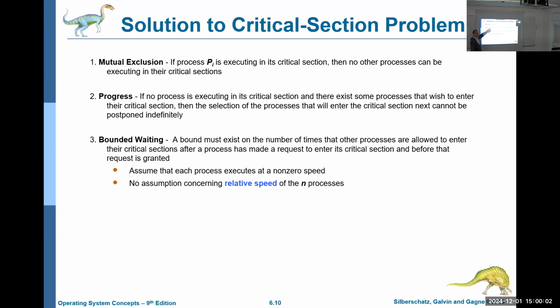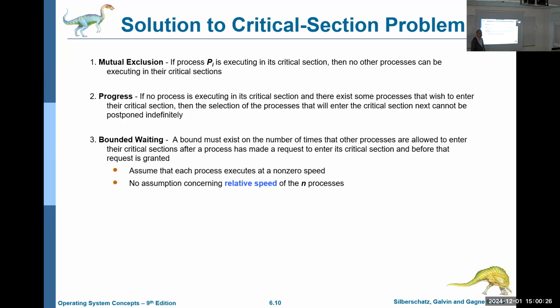So progress is a very strange thing, because how are we going to decide who gets to go in? It has to really be those who are involved. The processes that are involved should be the ones to decide, and not some other third process, some other external process. That's the basic idea. So they all share responsibility.